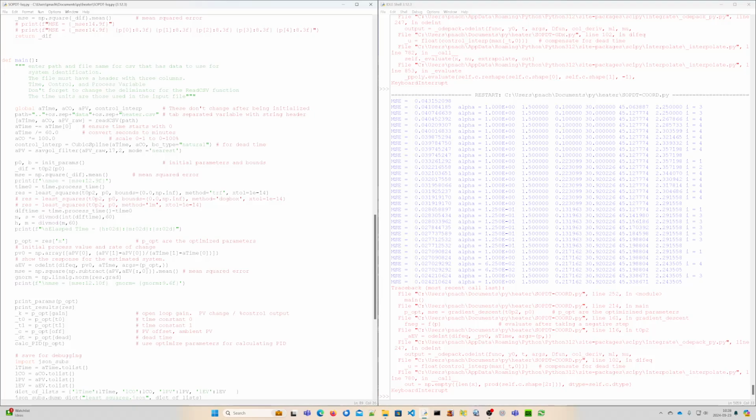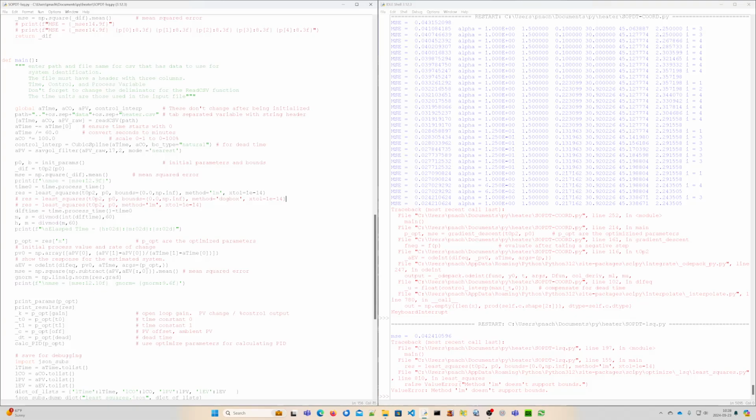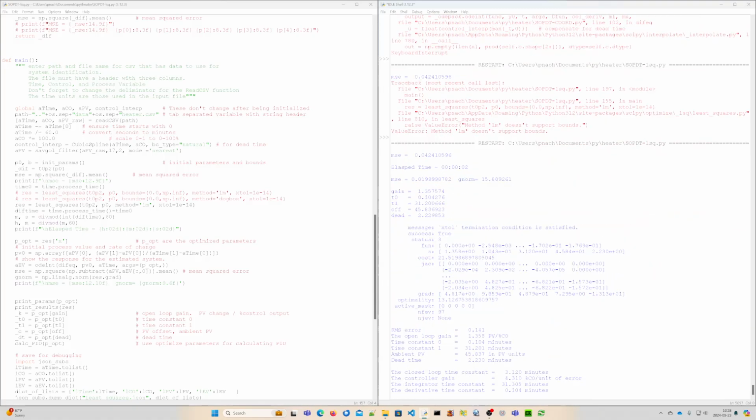Oh, this is using, this would be Levenberg-Marquardt would be this one. There's 3 different options for the least squares. And if I run this, oops, can't have bounds. Oh, that's a problem with the Levenberg-Marquardt, is you can't have bounds. And that's what I like about my gradient descents, is I can do whatever I want.